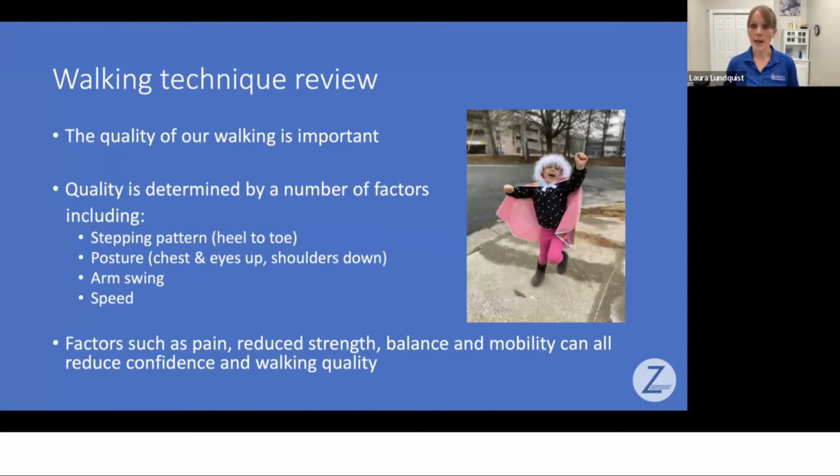Is there a good arm swing happening? And is there good speed? This picture to the side is my daughter Hazel a couple of years ago, feeling exuberant about her walking quality. She might not be exactly exhibiting what we're looking for all the time, but she's certainly confident and she's got a good arm swing going. So I'd give her full marks for that.